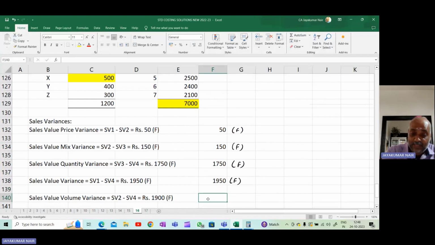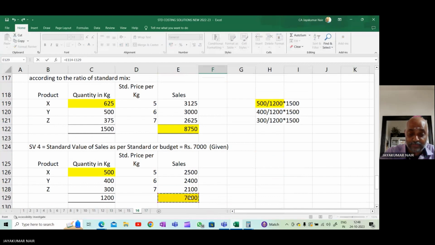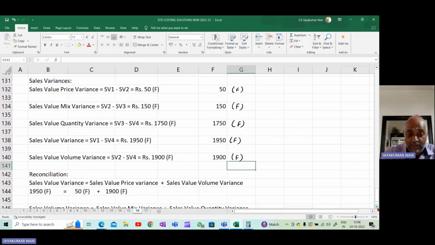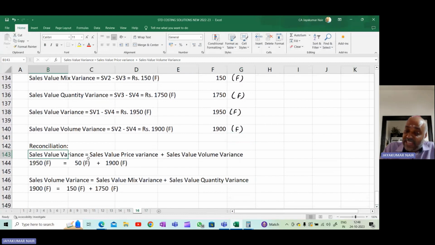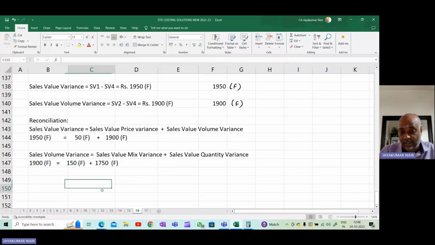And the last one, the volume variance, SV2 minus SV4. You get 1,900. All are favorable. And how do you reconcile it? Reconciliation will be sales value variance is equal to sales value price variance plus sales value volume variance. So 50 plus 1,900, you get 1,950 favorable. Here also 1,950 favorable. And volume variance is mix variance plus the quantity variance. Therefore, 150 favorable plus 1,750 favorable. When you add both, you get 1,900, which is sales value volume variance.